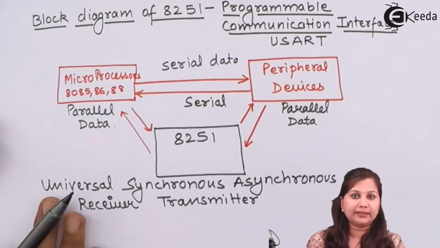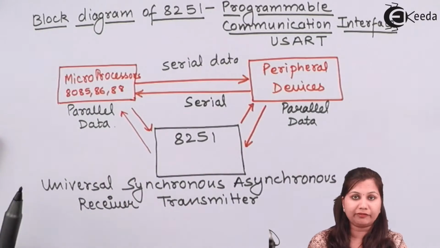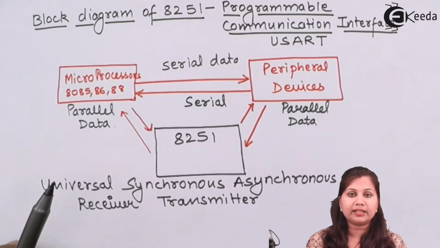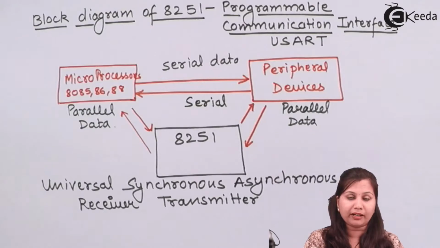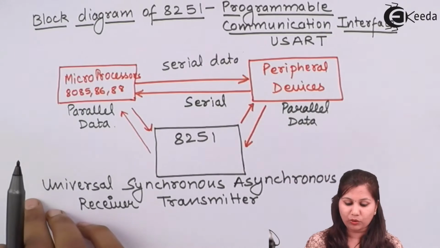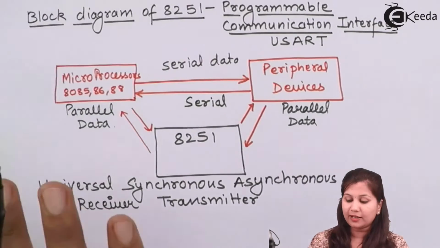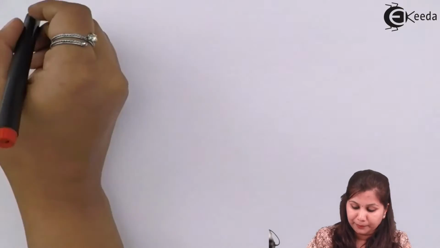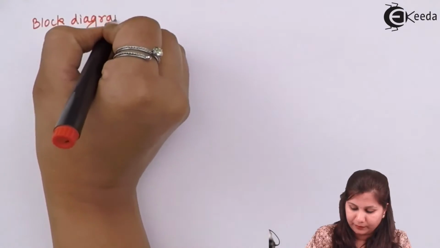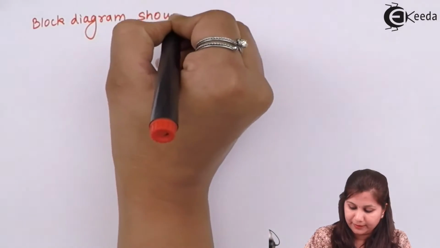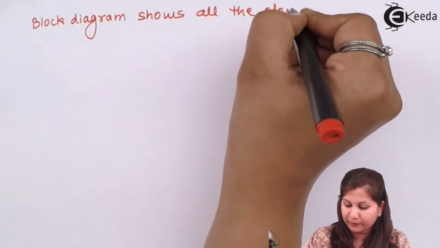Now here we will study the block diagram of this 8251 programmable communication interface. The block diagram includes all the functional elements of the 8251. It will indicate what the functions performed by the various elements in this chip are. So we can say that the block diagram shows us all the elements of the programmable chip.